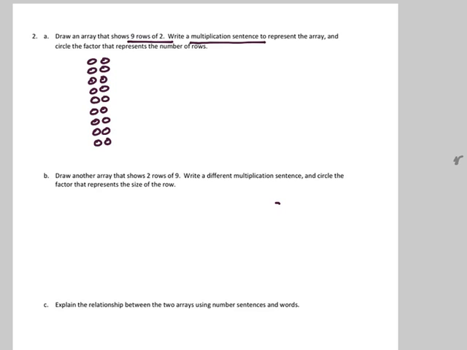So what is the multiplication equation? There should be 2 factors. The first factor is always the number of groups. How many groups or rows? This is 1 row, 2 rows, 3 rows, 4 rows, 5 rows, 6 rows, 7 rows, 8 rows, 9 rows.